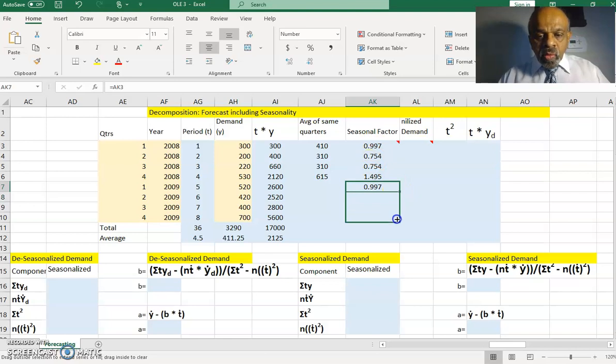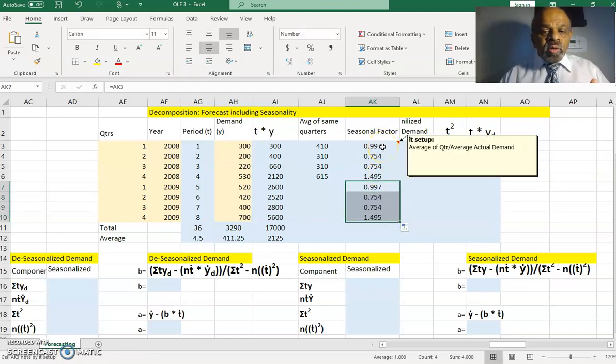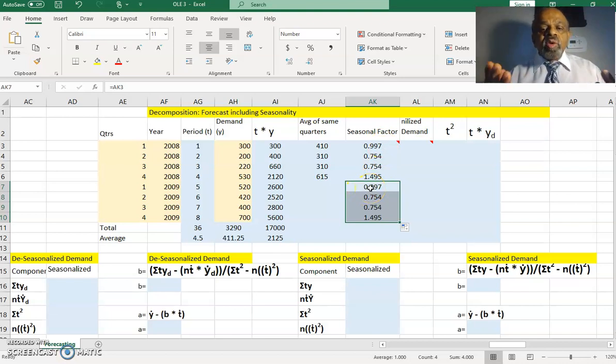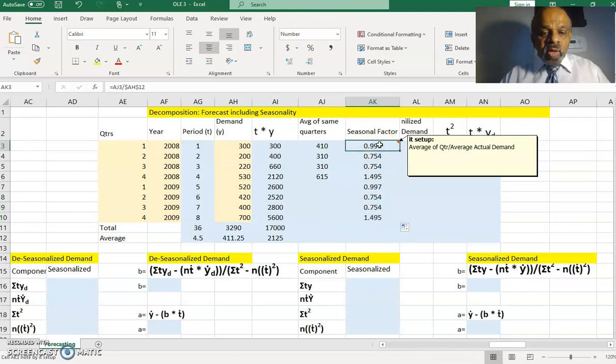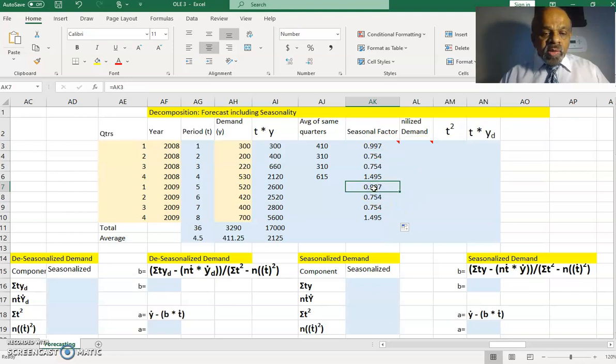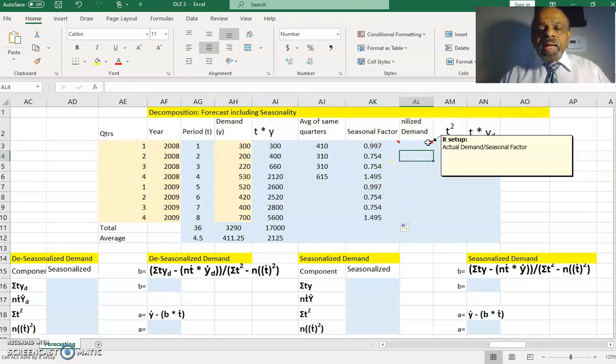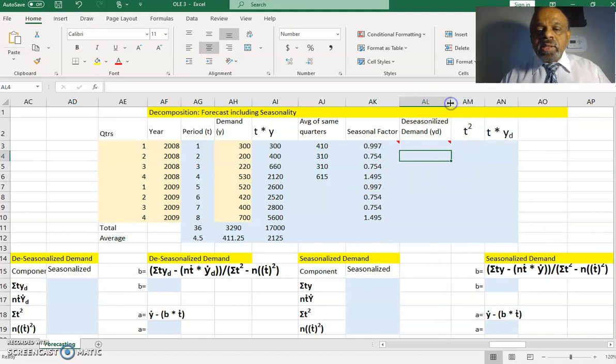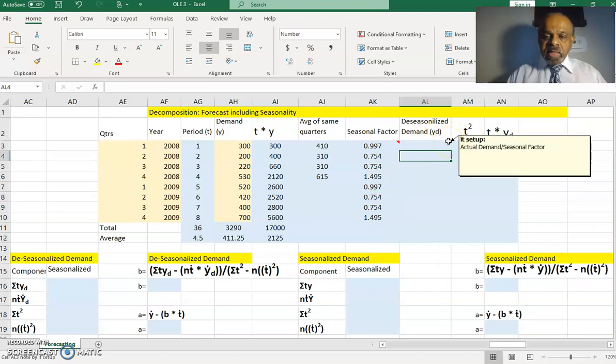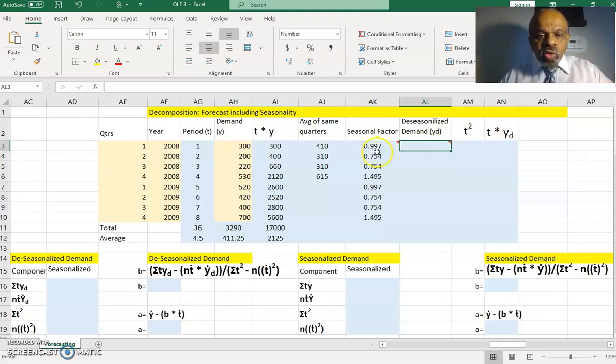You see, the reason is the first quarter of 2008 and the first quarter of 2009 are the same season. That's the reason I'm having the same 0.997 for 2008 quarter one as well as for 2009 quarter one. Okay. Next, I'm going to calculate my deseasonalized demand. My deseasonalized demand is going to be equal to the actual demand, which is 300, divided by the seasonal factor, which is 0.997.